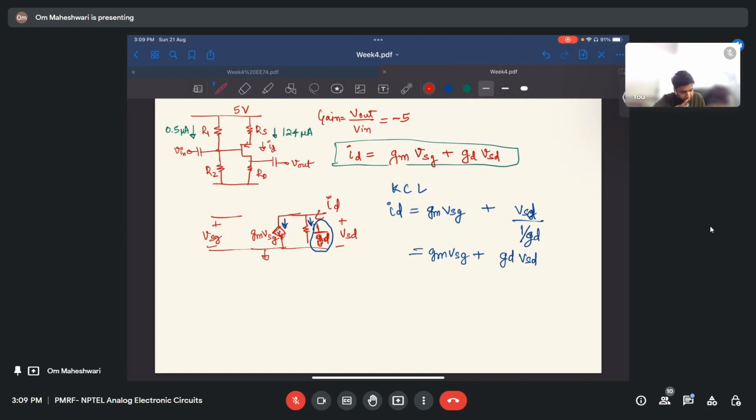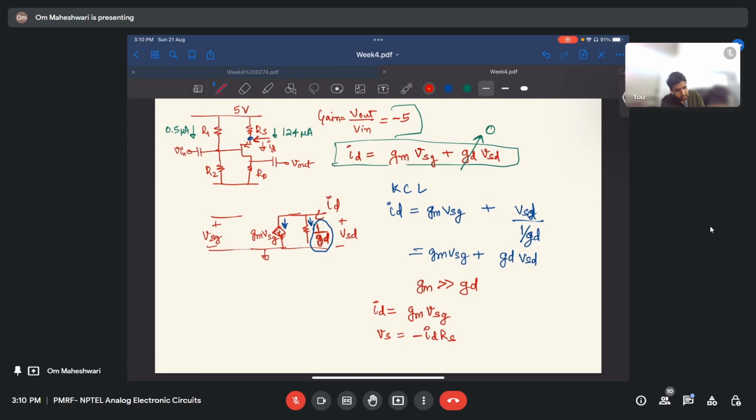So anyways, for most practical values, GM is much greater than GD. So we will ignore this part of the equation to find a simplified gain formula. So now we get ID equals GM VSG. Now here, this is the source terminal, right? And this is the drain terminal. So the voltage at source will be Vs equals minus ID Rs, right?